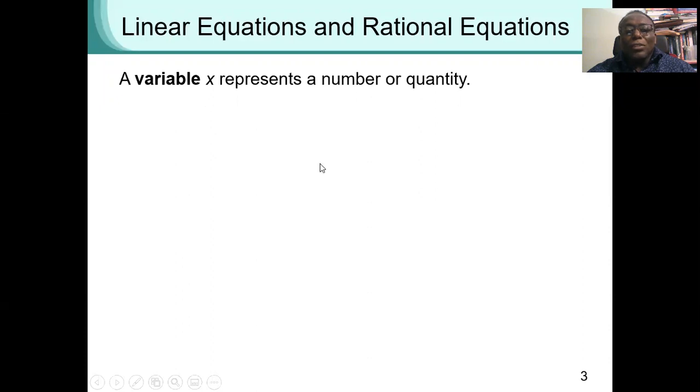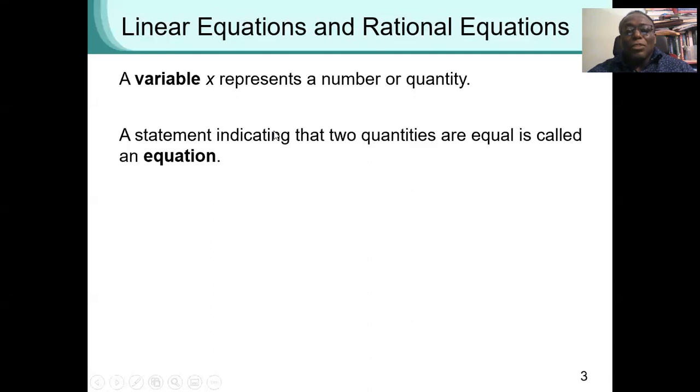So a variable x normally represents a number or a quantity. And the reason why x is called a variable is because it can represent any value or any quantity of items. So in algebra, or in mathematics in general, a variable represents any value or quantity that can be assigned to it. So a statement indicating that two quantities are equal is called an equation.